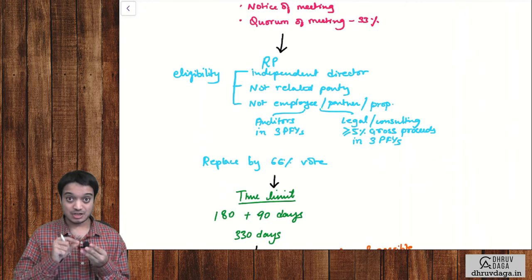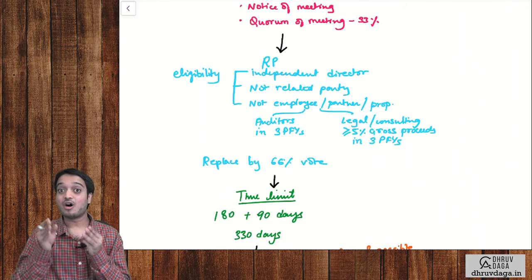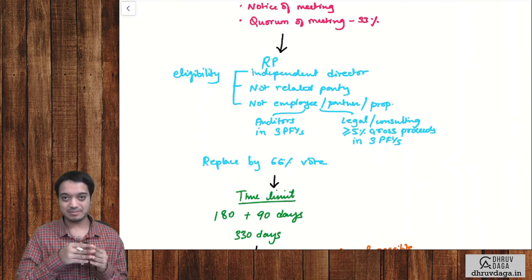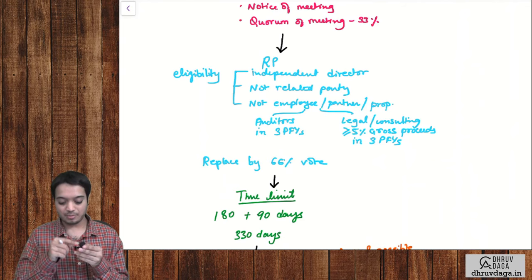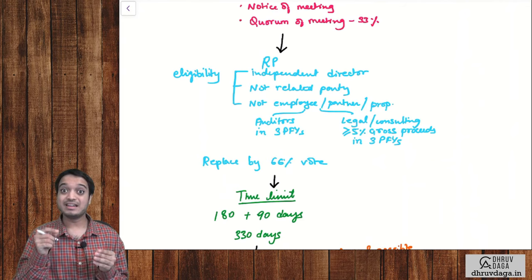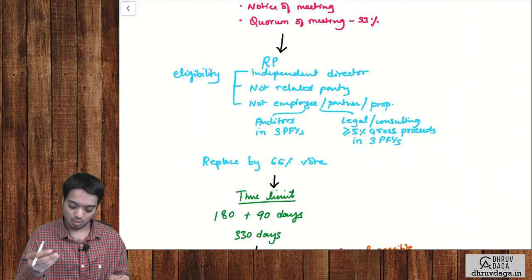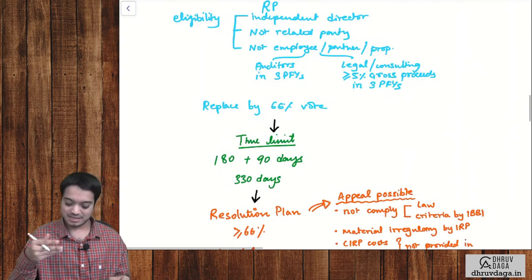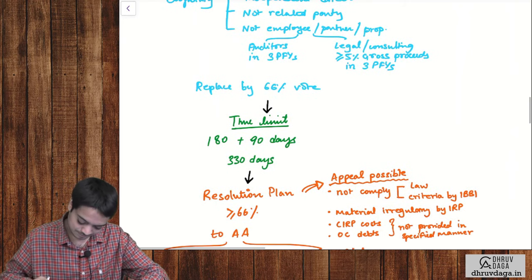नंबर थ्री, ही शुड नॉट बी एन एम्प्लॉय, प्रोप्राइटर और पार्टनर ऑफ a firm of auditors of the company or the corporate debtor, or should not be an employee, proprietor, partner of a legal consulting firm whose gross receipts ka 5% or more in the preceding 3 financial years is from this corporate debtor. Replacement of resolution professional is possible by a 66% vote.